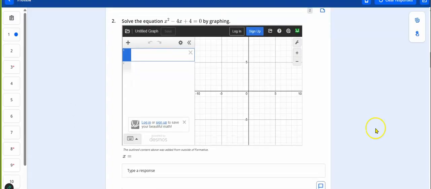Okay. So this would be the same type of thing. Y equals x squared minus 4x.